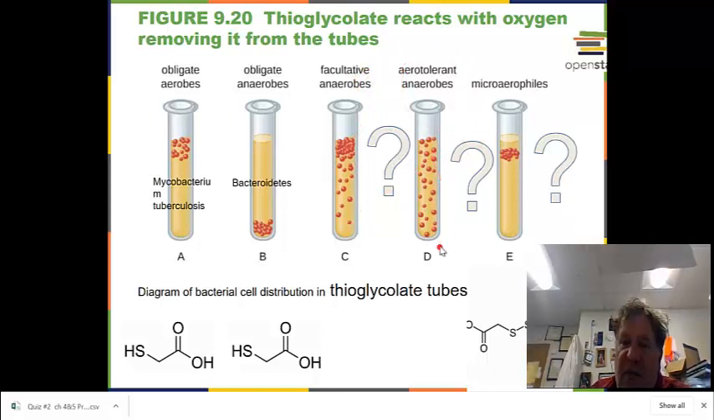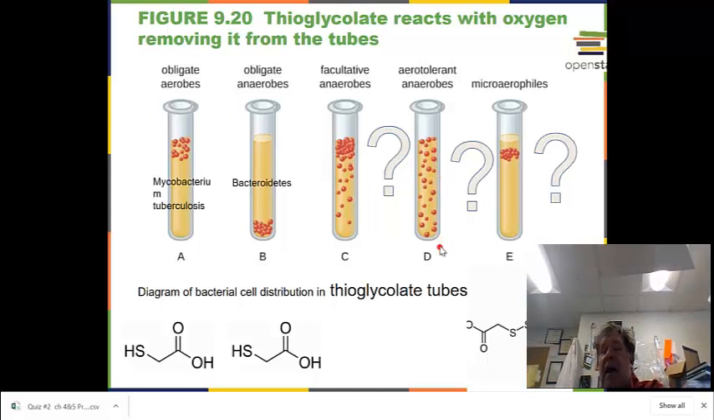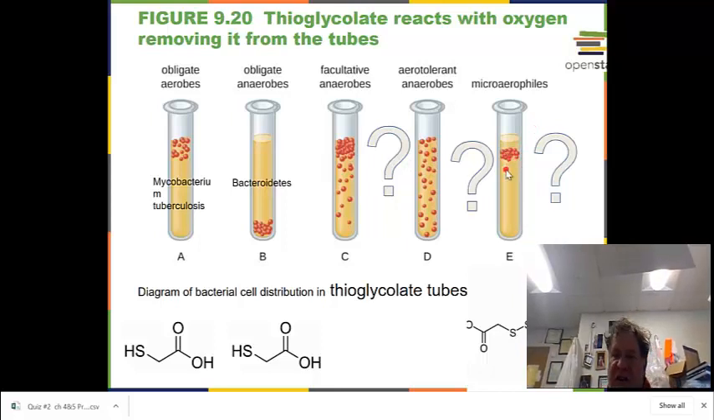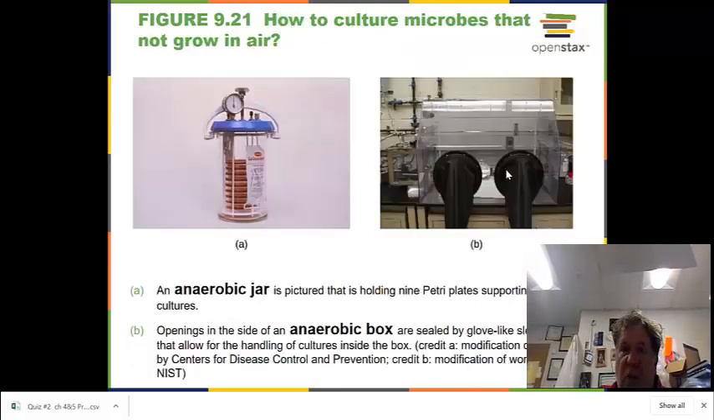Aerotolerant anaerobes will grow in the presence of oxygen. They have a way of mitigating the damage done by oxygen, and the great thing is that in the absence of oxygen, they grow the same. Microaerophiles tend to grow in low oxygen environments, so in these thioglycolate tubes, we tend to see them a little bit off of the surface of the tube. In your reading and your encounters with microorganisms, see which fits where.